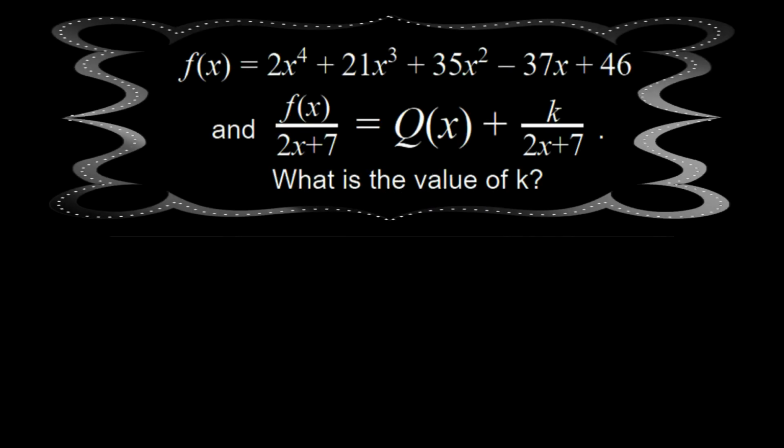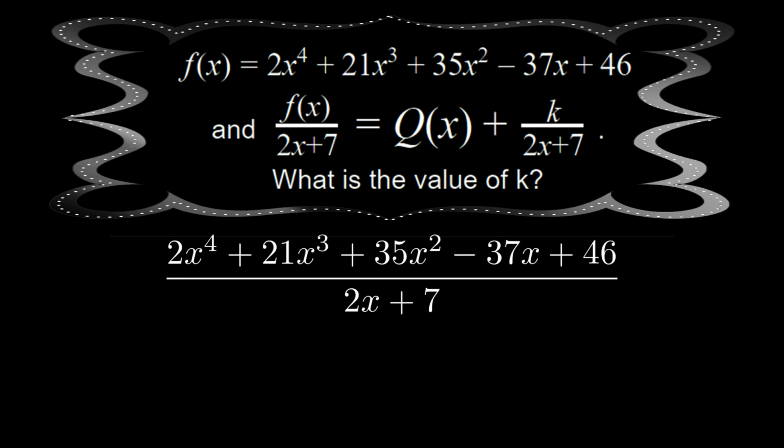Synthetic division is a way for finding the quotients and remainders when you divide a polynomial by x minus a. There's no real formula for synthetic division, so let's just jump right in. With this question, the tricky part is that we're dividing by 2x plus 7, and we can't use synthetic division if x has a coefficient.